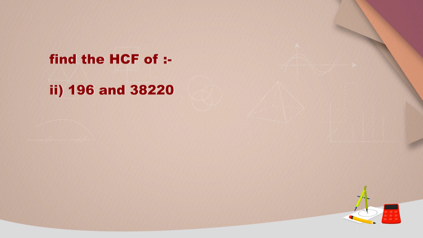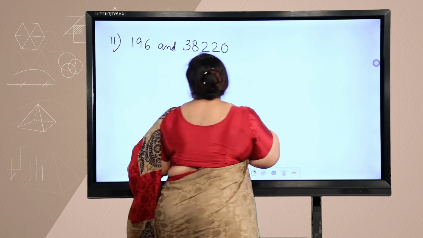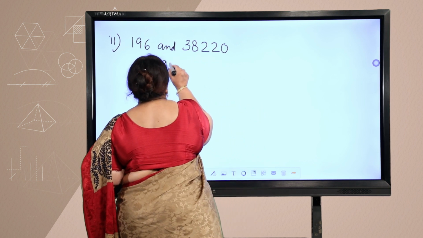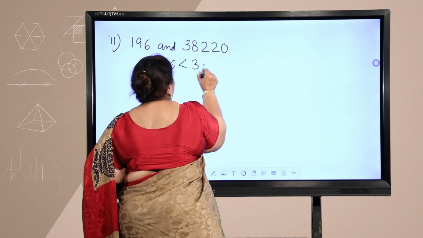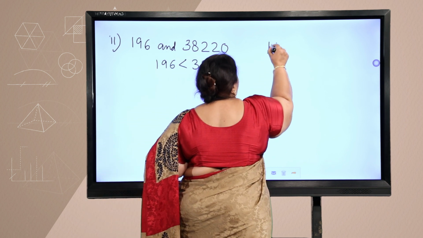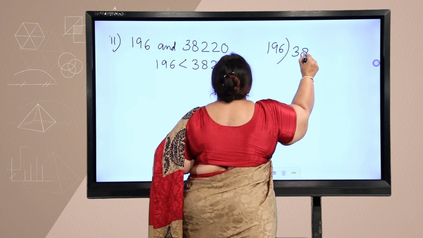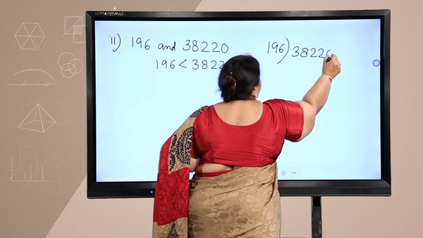Now students, this is your second part. Find HCF of 196 and 38,220. Let us see how we can find HCF of this. In this, as you know, 196 is less than 38,220. Obviously, I will take 196 and divide 38,220.